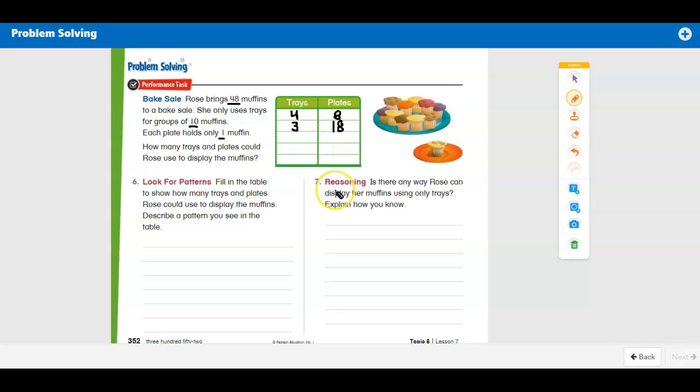And for number 7, it says, is there any way Rose can display her muffins only using trays? And they want to know yes or no. So with Rose and her 48 muffins, is there a way that she could show all of her muffins only using the trays? Remember that the trays are for groups of 10 muffins. So if she wanted to show all 48 of her muffins, could she do that by only using the trays of 10 or no?